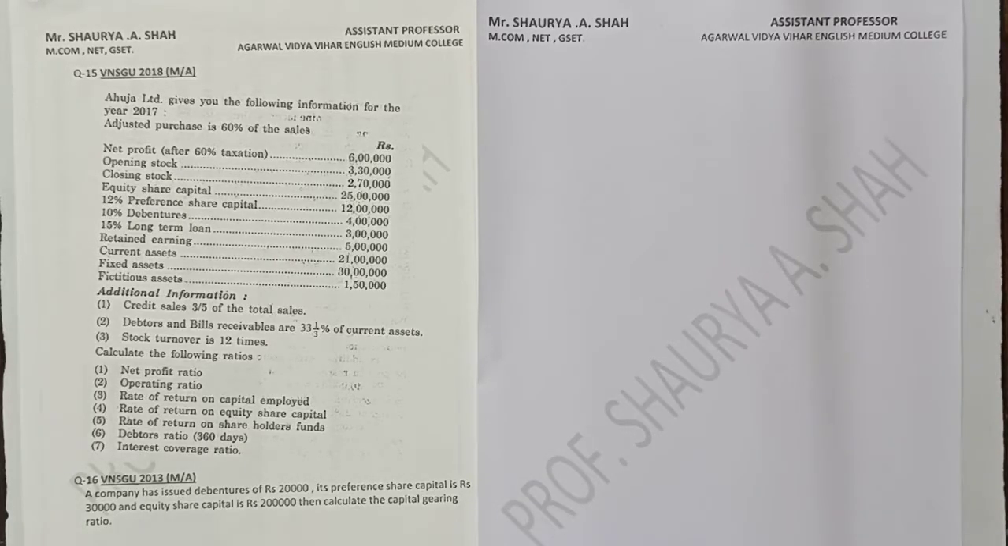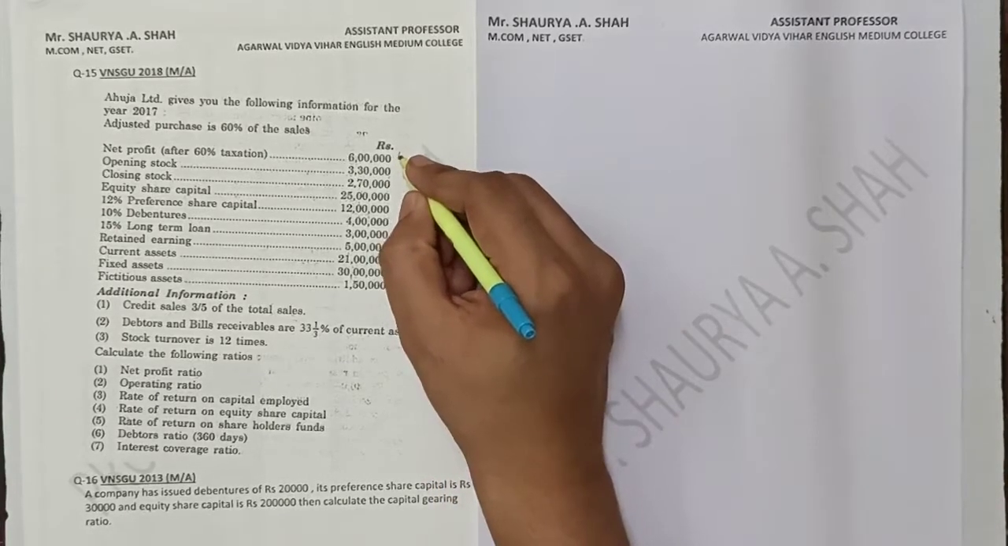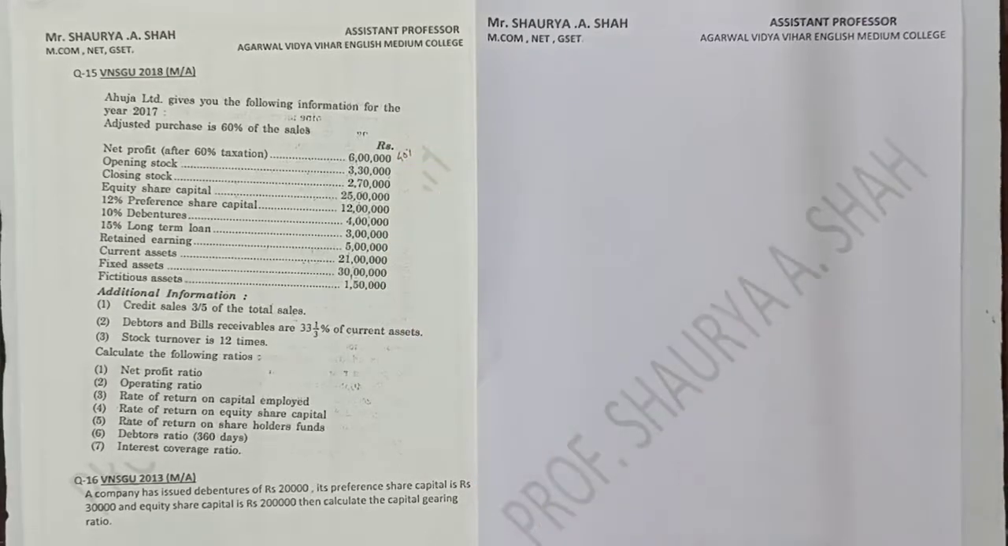Next thing they have given is net profit after 60% tax, right? So that is given as 6 lakh. So after 60% tax means, students, I can say that this amount which is given is 40%, right? Because 60% is the tax rate. So after deducting 60%, you are having an amount of 40%. What is my opening stock? Opening stock is 3,30,000. Closing stock is 2,70,000. So you can find out average stock also out of that.